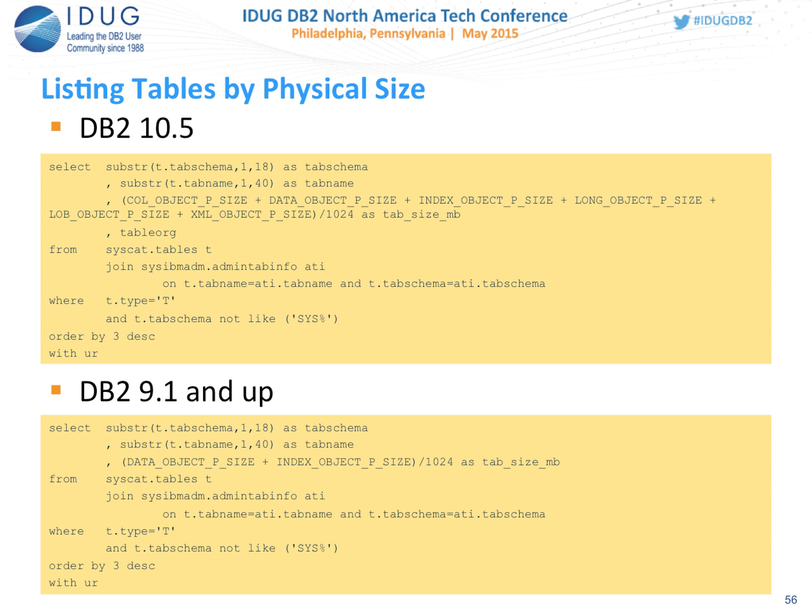So, listing tables by physical size. This is very useful and again has different versions for different versions of DB2. The main difference is that in 10.5 we had to start calculating the columnar object size in with everything else. There were fewer things that we had to add together back in 9.1 through 10.1.